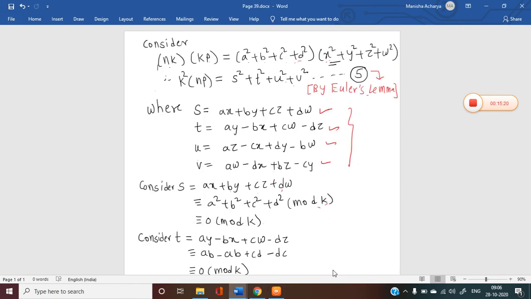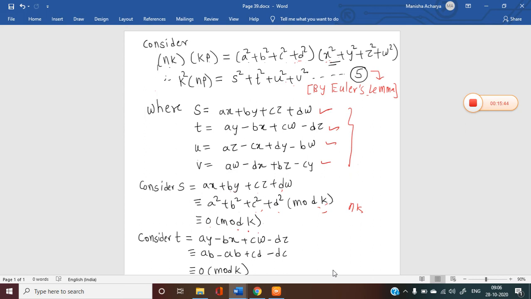So putting that value, we can get this sum is congruent to a square plus b square plus c square plus d square modulo k. But this sum is equal to nk. Okay, and since this sum is equal to nk, this is congruent to 0 modulo k. So what we are getting is that x is congruent to 0 modulo k.